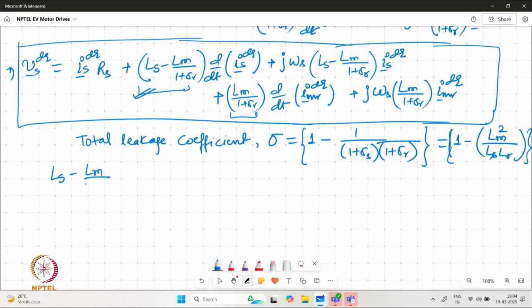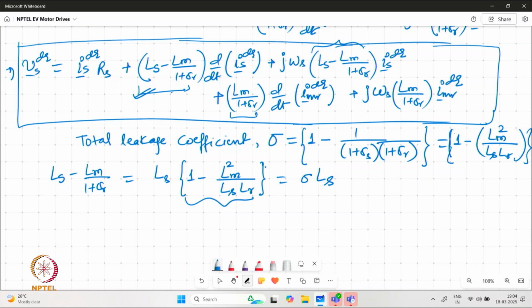Now if we observe this term over here, Ls minus Lm by 1 plus sigma r, we can take out Ls, and then we end up having, so we can multiply Lm in the numerator and denominator and reform the term in this manner, and this can now be written as sigma. So Ls minus Lm by 1 plus sigma r can be written as sigma Ls. So it's a more compact representation of the term we have over here. The same is applicable to the next term over there.